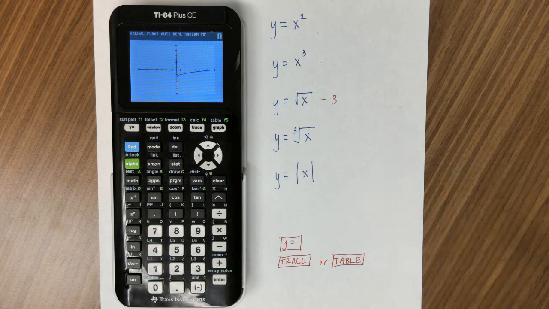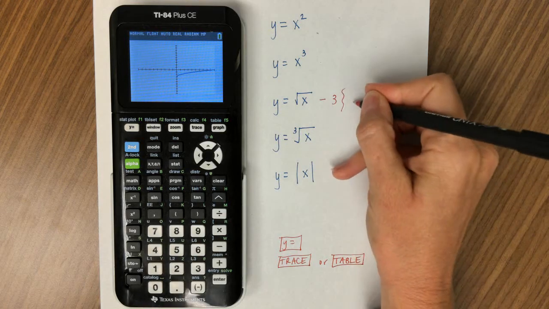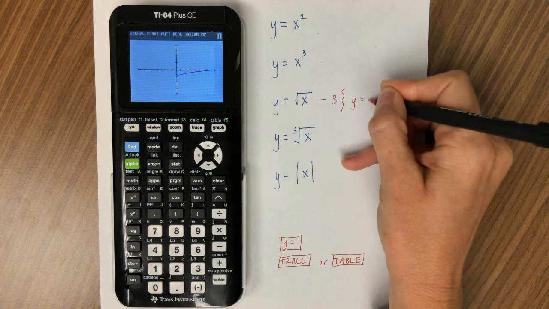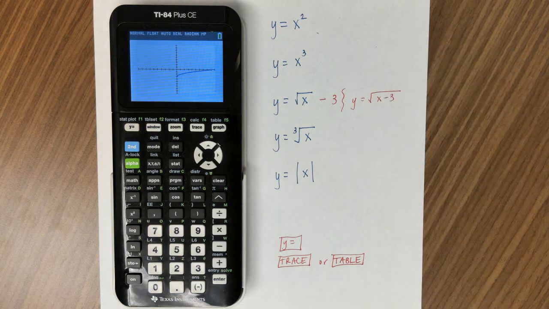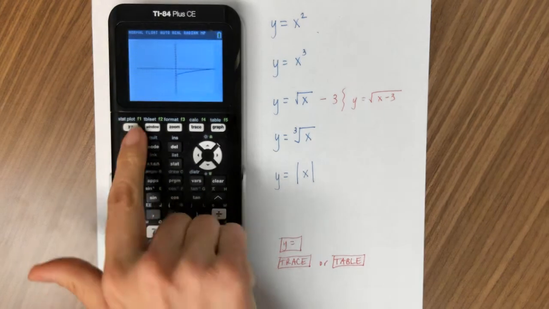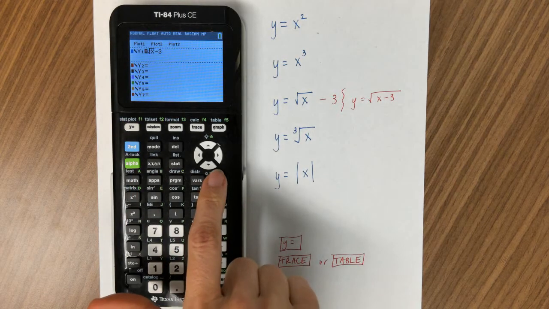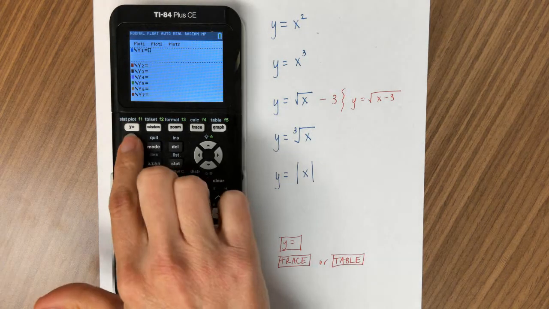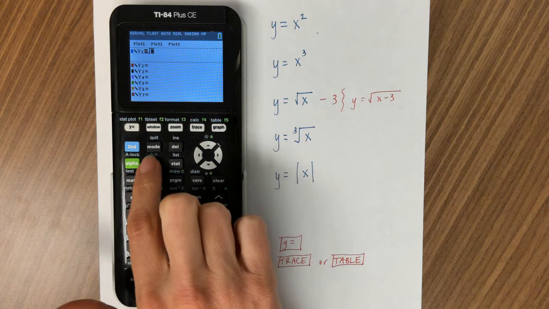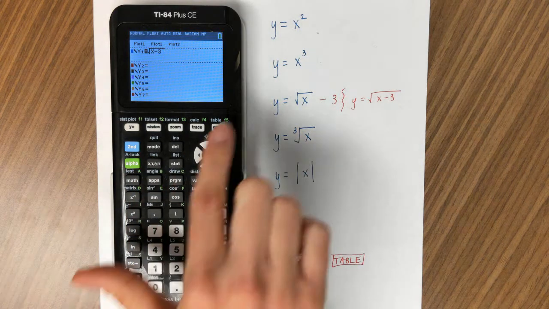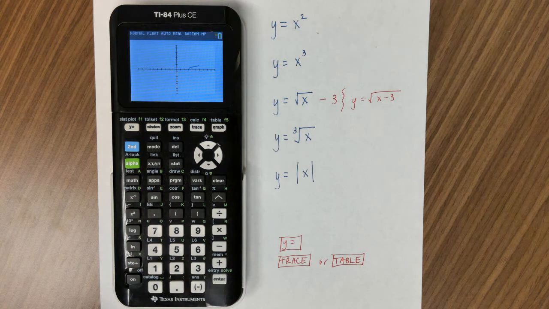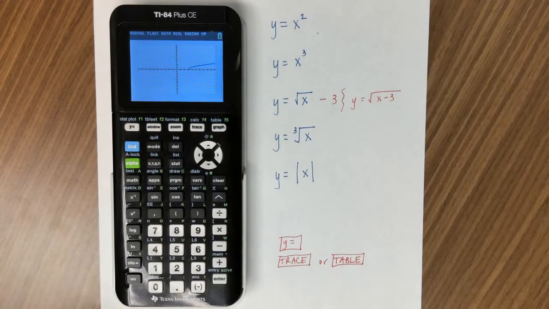And just for comparison, let's also graph y equals the square root of x minus 3. So x minus 3, the whole thing under the square root. So I go into y equals, let's clear this out, second square root. Now I would do x minus 3, and I want the whole thing to stay under that square root symbol. So now I can see my graph shifting 3 units to the right from where that original square root function did.